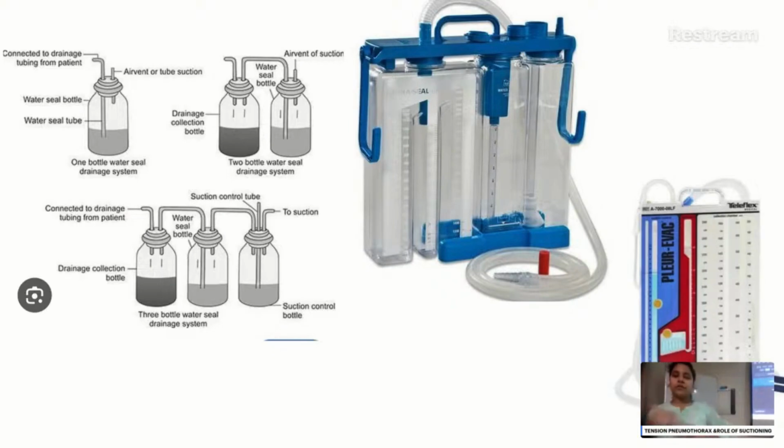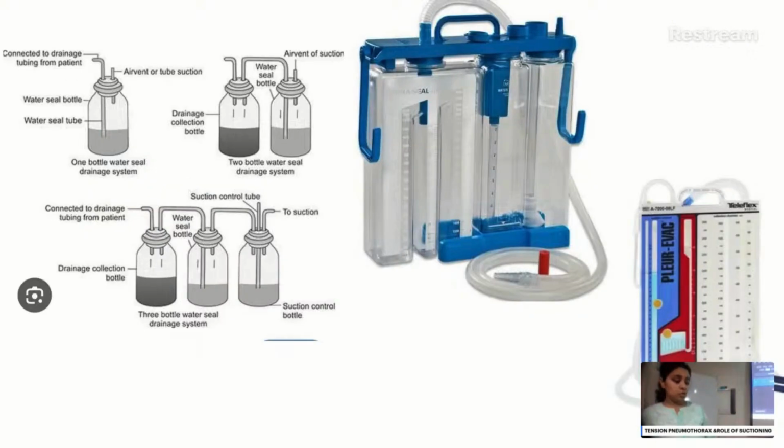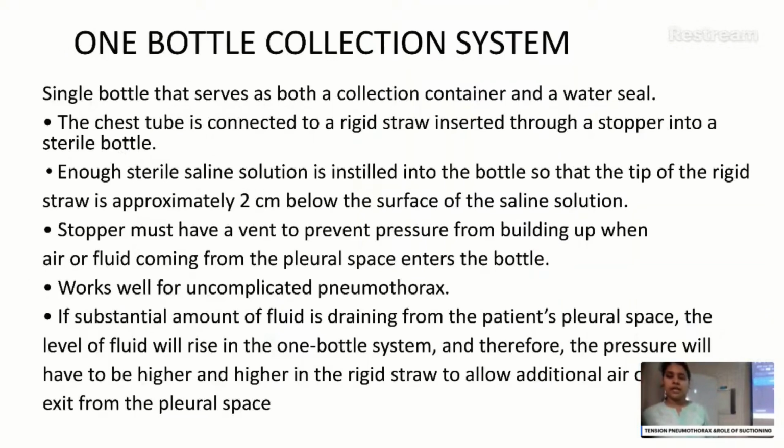So this is the pictorial representation of the glass bottle system. One bottle, two bottle, and three bottle system. Now the one with the blue top is the Thora-seal chest drainage unit, and the one downstairs is the Pleur-evac drainage system. These two are the plastic collection systems, and these one bottle, two bottle, three bottle are the glass drainage systems.